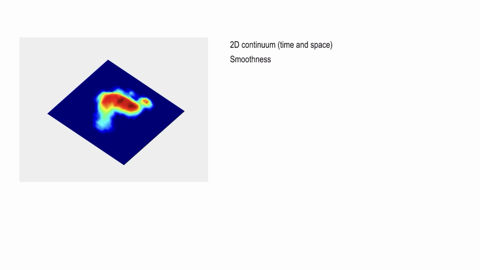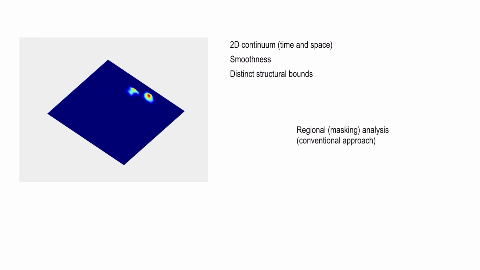I want to start by saying that plantar pressure data can be defined as a two-dimensional continuum characterized by smoothness and distinct structural bounds. Plantar pressure data has been reported and analyzed mainly with regional masking analysis, which is the conventional approach adopted in adults, children, and infants.